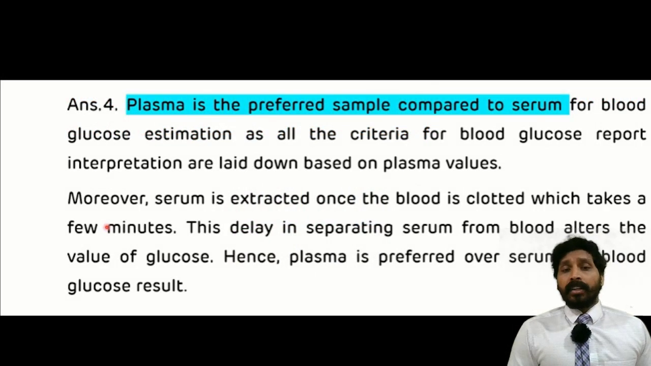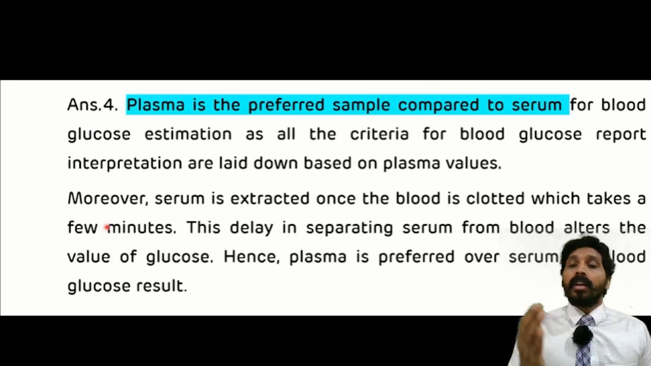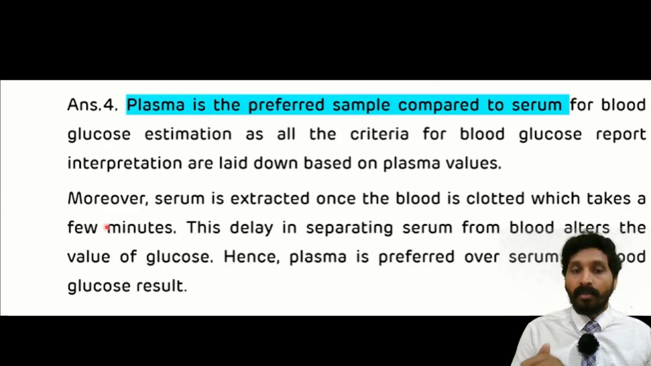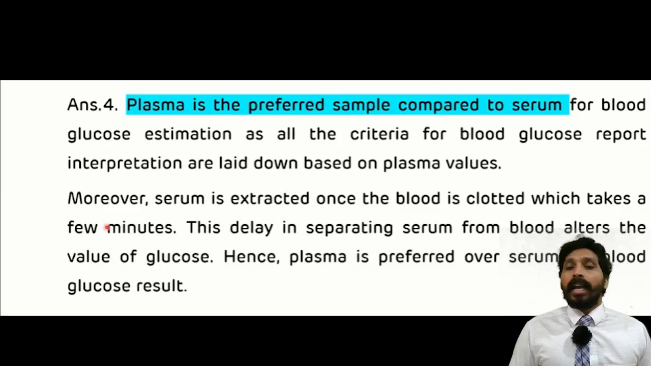So what is the substrate for the estimation of blood glucose? Here, serum or plasma. When you collect the blood and centrifuge it, it gives you two parts, plasma and serum. So here you might be confused: serum glucose or plasma? Plasma is the preferred sample compared to serum for blood glucose estimation, as all the criteria for blood glucose report interpretations are laid down based on the plasma values.